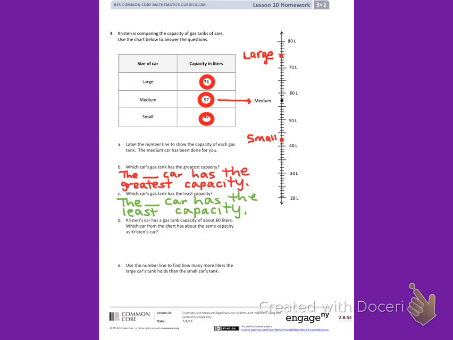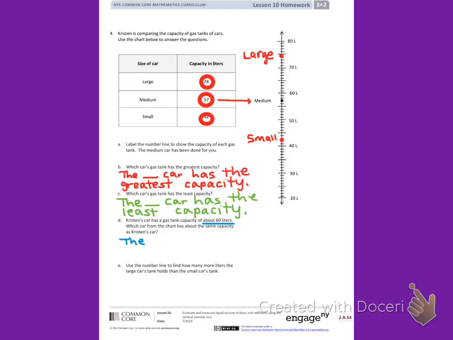Item D says Kristen's car has a gas tank capacity of about 60 liters. Which car from the chart has about the same capacity as Kristen's car? Look at the chart. Which number is about 60 liters? About means closest to. Is 74 closest to 60, 57, or 42? Now, in the space provided, answer the question.